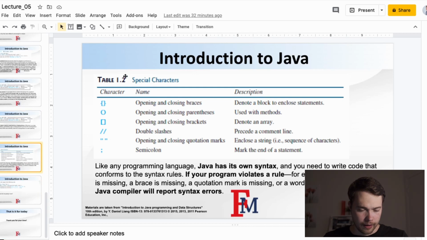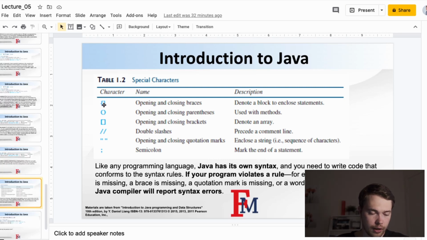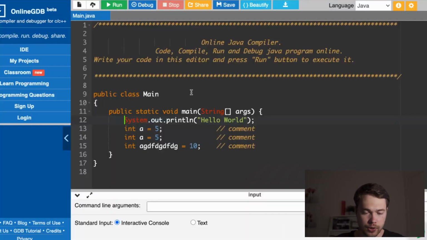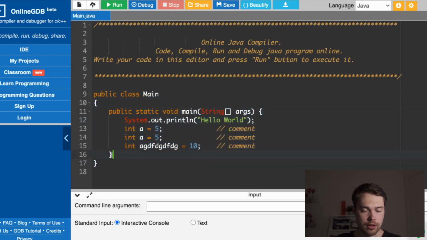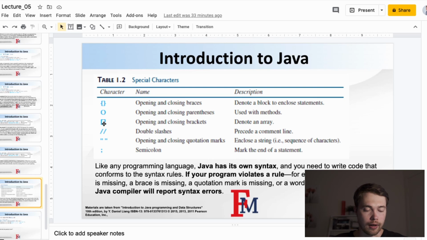So, special characters in Java. What are they? Braces usually denote a block to enclose statements. Parentheses usually mean a method. Check this out: this brace is used to open this block, and here it's closed. This brace is matched with this brace. That's how you open a new method, the main method, and that's how you close it. But the parameters of that method are usually inside the parentheses.